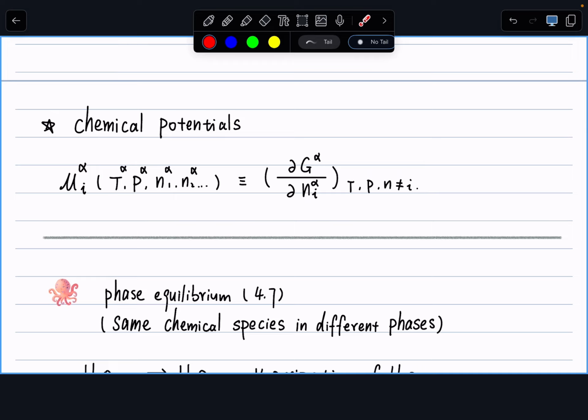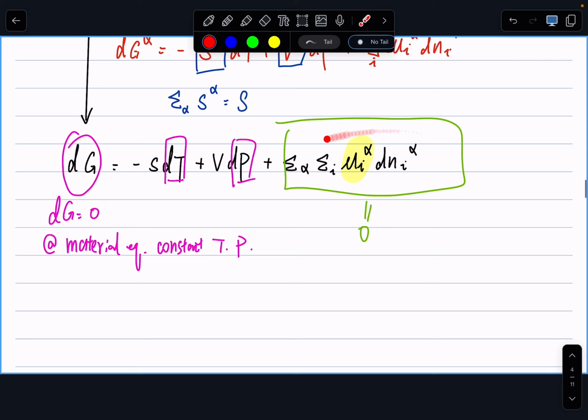All right, so what we find out in this part is that this double summation, the total sum of my chemical potential times the infinitesimal change of my species I in phase alpha, goes to 0 at material equilibrium. Right, and we completed our definition of chemical potential for a multi-phase system.